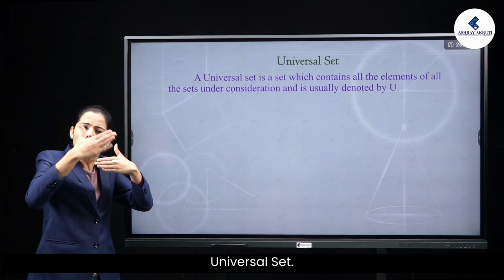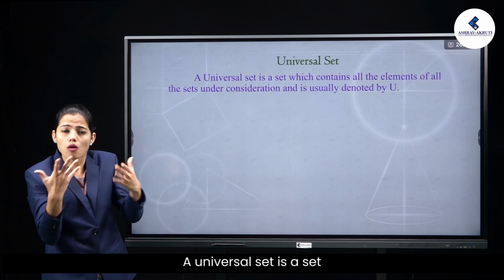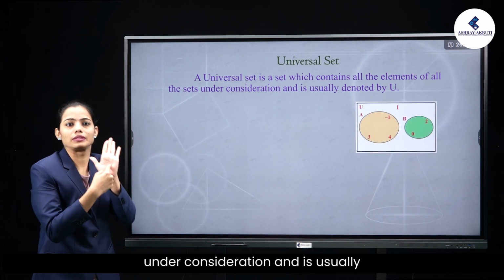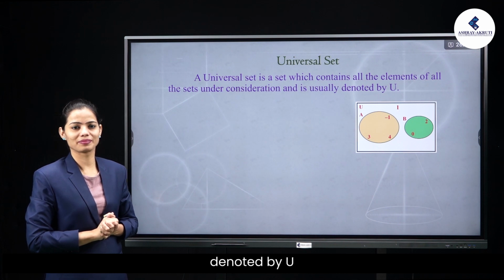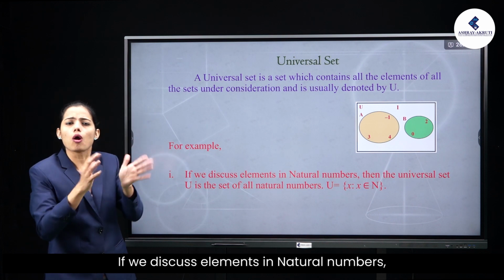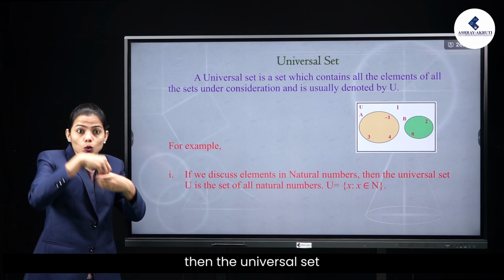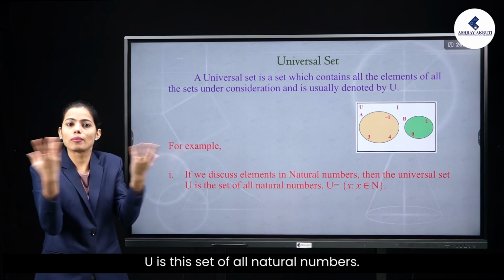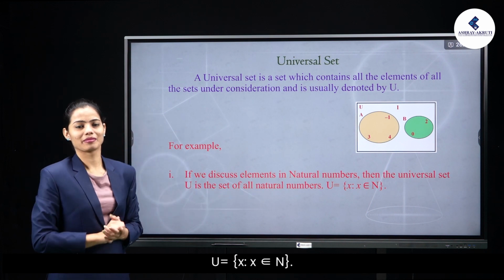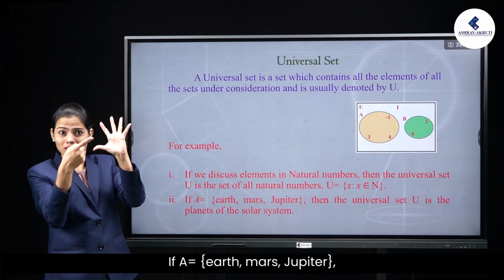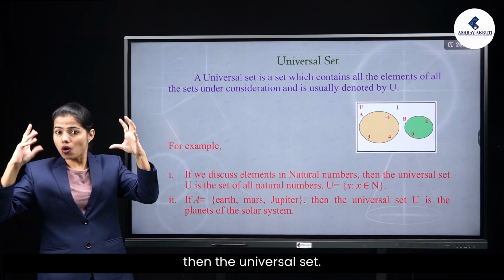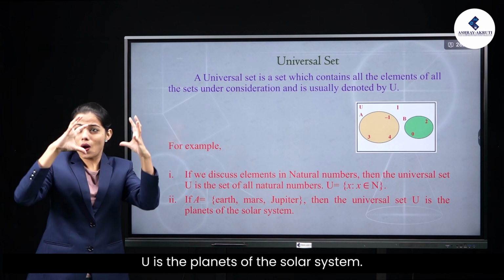Universal set. A universal set is a set which contains all the elements of all the sets under consideration and is usually denoted by U. For example, if we discuss elements in natural numbers, then the universal set U is the set of all natural numbers. U = {x : x belongs to N}. If A = {Earth, Mars, Jupiter}, then the universal set U is the planets of the solar system.